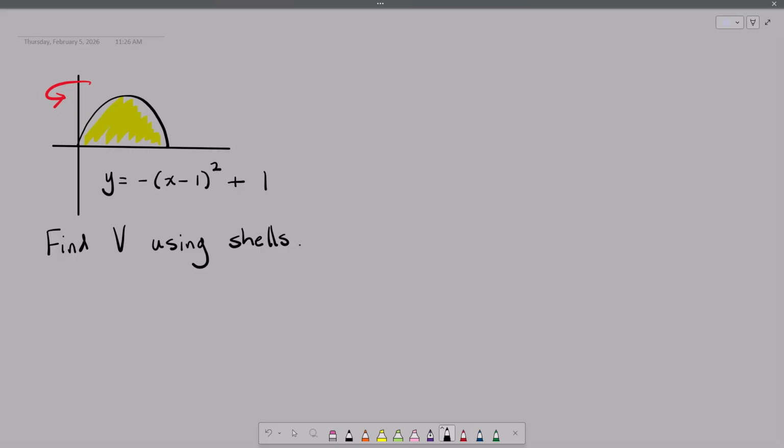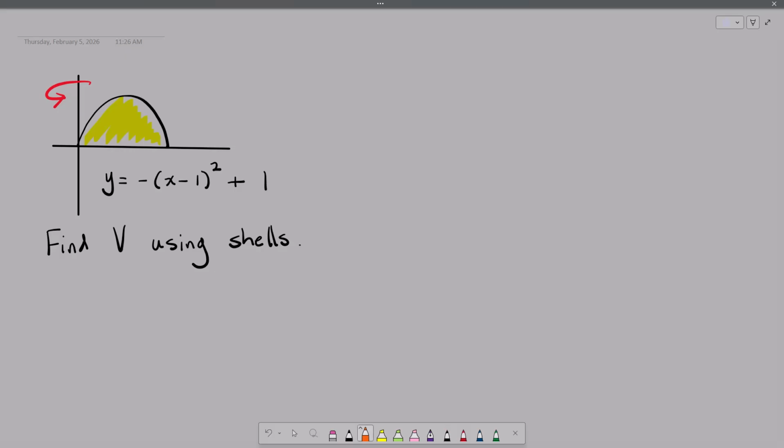Does everybody see why we're doing it with shells and not washers? Does anyone have any question why we would choose shells, or wouldn't choose washers?